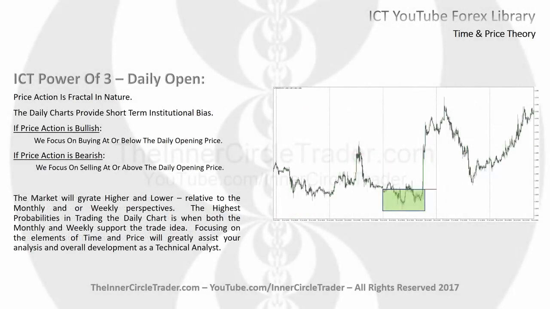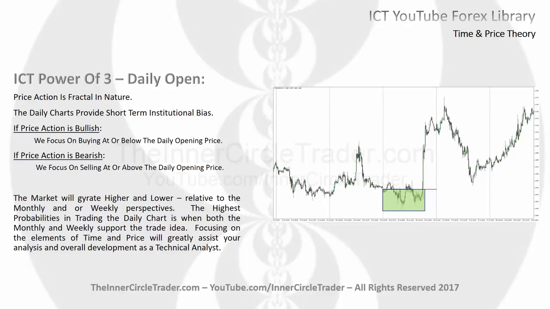Okay, moving right along. To complete this teaching, we're going to be referring now to the opening price on the daily. So again, price action is fractal, and what we would see on other time frames can be seen on the daily as well. But the daily chart provides us a short-term institutional bias. In other words, what the large institutions, insurance companies, and banks are looking at relative to the daily time frame, that's going to be their short term.